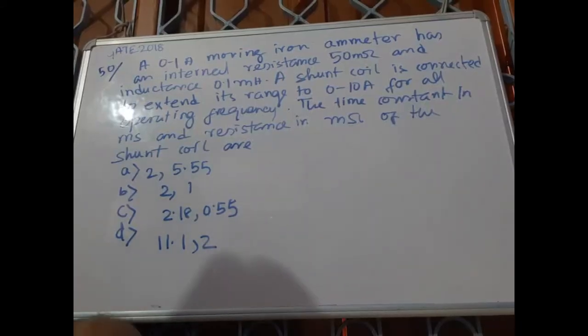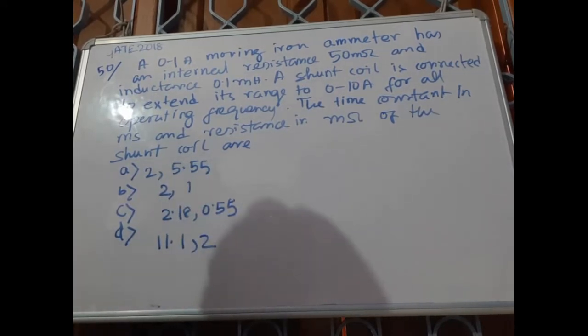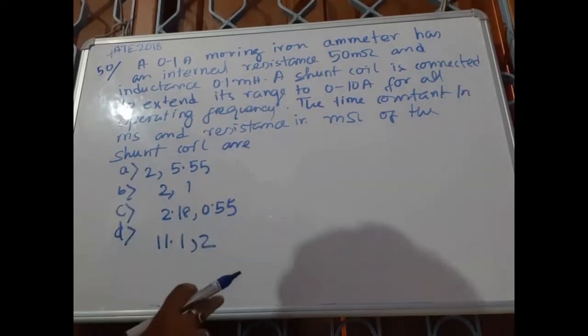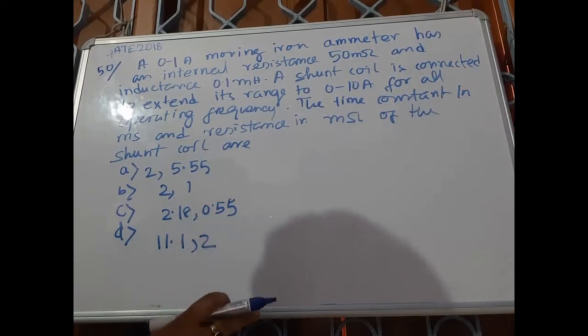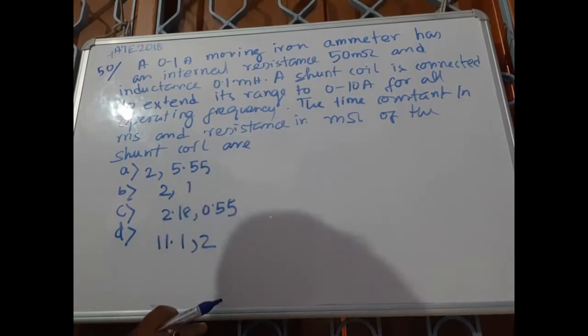Okay, this is problem number 50 of GATE 2018. A 0 to 1 ampere moving iron ammeter has an internal resistance of 50 milliohm and an inductance of 0.1 millihenry. A shunt coil is connected to extend the range to 0 to 10 ampere for all operating frequencies. The time constant in millisecond and the resistance in milliohm of the shunt coil are?